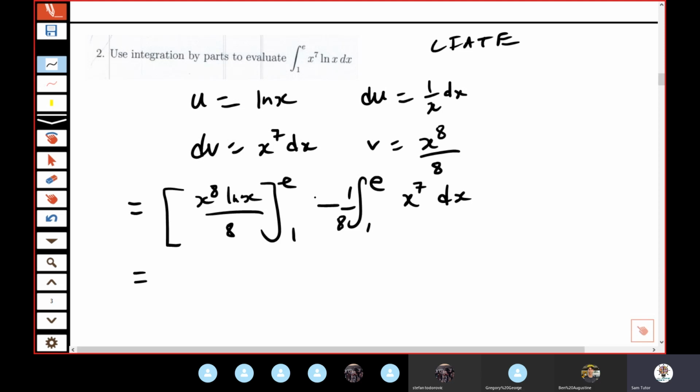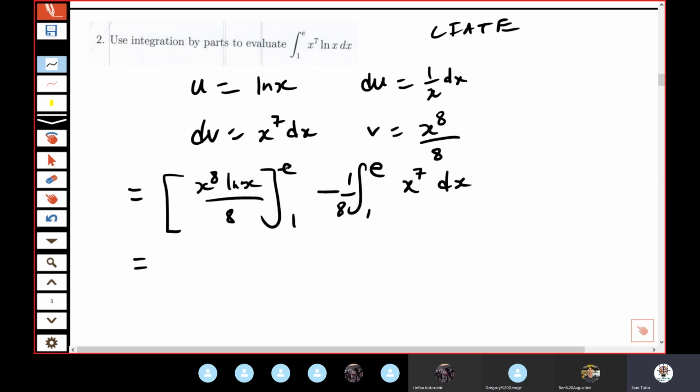All right, next line. Let's sub this bit in. Log e is 1 because that cancels out. So the first bit is e to the power of 8 on 8. Sub in 1. Log 1 is 0, so this bit here just becomes that. Minus 1 on 8. And then? That's going to be x to the power of 8 on 8.